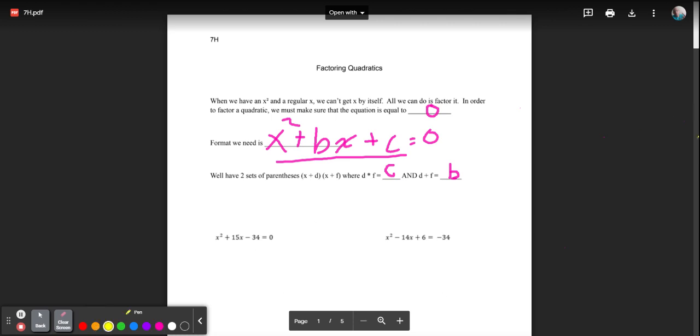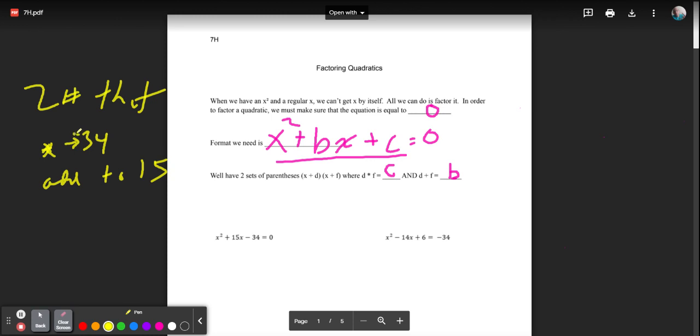So what I need is I'm looking for two numbers that multiply to negative 34 and add to 15. So we're going to look for two numbers that multiply to equal negative 34, and the same two numbers have to add to 15.